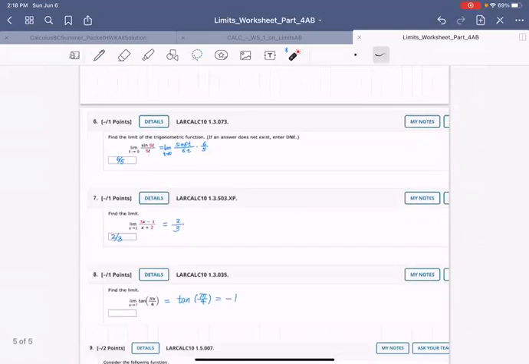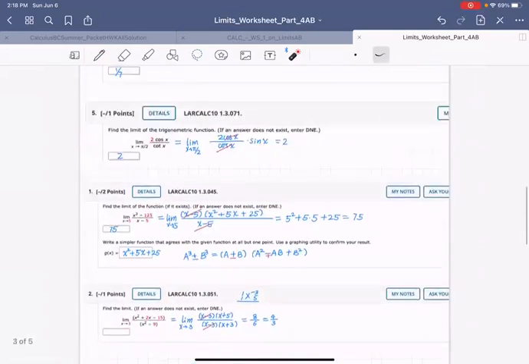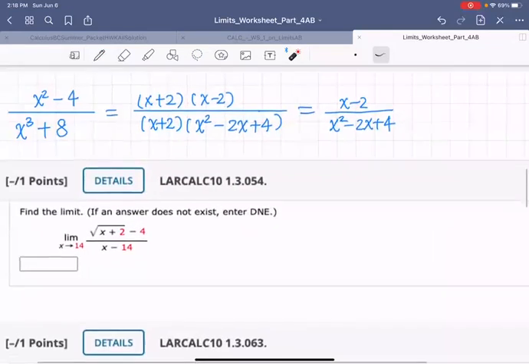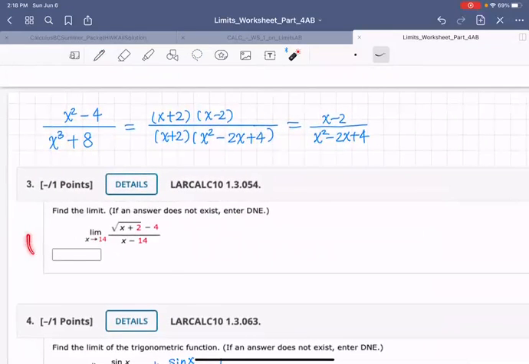Now, we are going to work on this guy. How do we get this? You see, I plug in. 14 minus 14 is 0. 14 plus 2 is 16. Square root of 16 is 4. 4 minus 4 is 0. This is 0 over 0. You cannot do it that way.